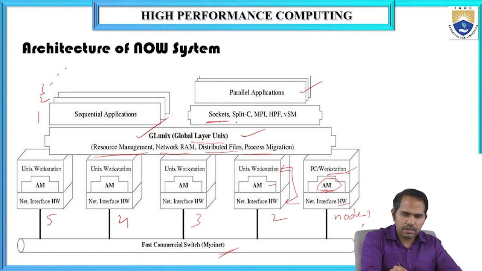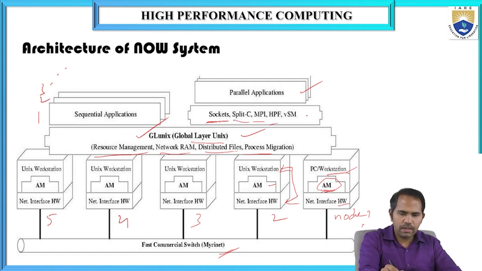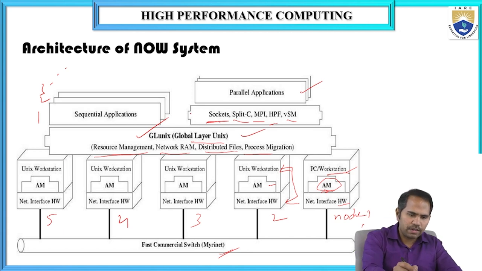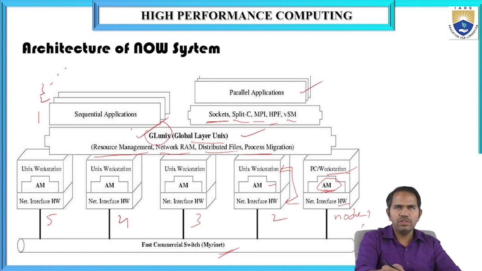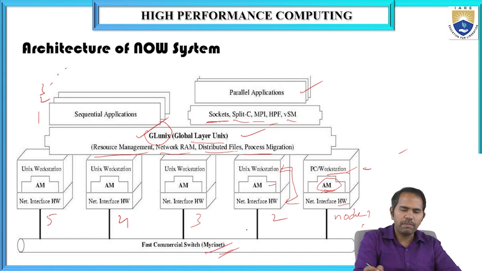Then there are Sockets, MPI (message passing interface), SPF and VSM. These are the different things that parallel applications have to interact with through the socket. Sequential applications interact with the GL Unix. The GL Unix works with nodes, different numbers of nodes connected in a cluster environment, all done with fast commercial switches such as Myrinet.